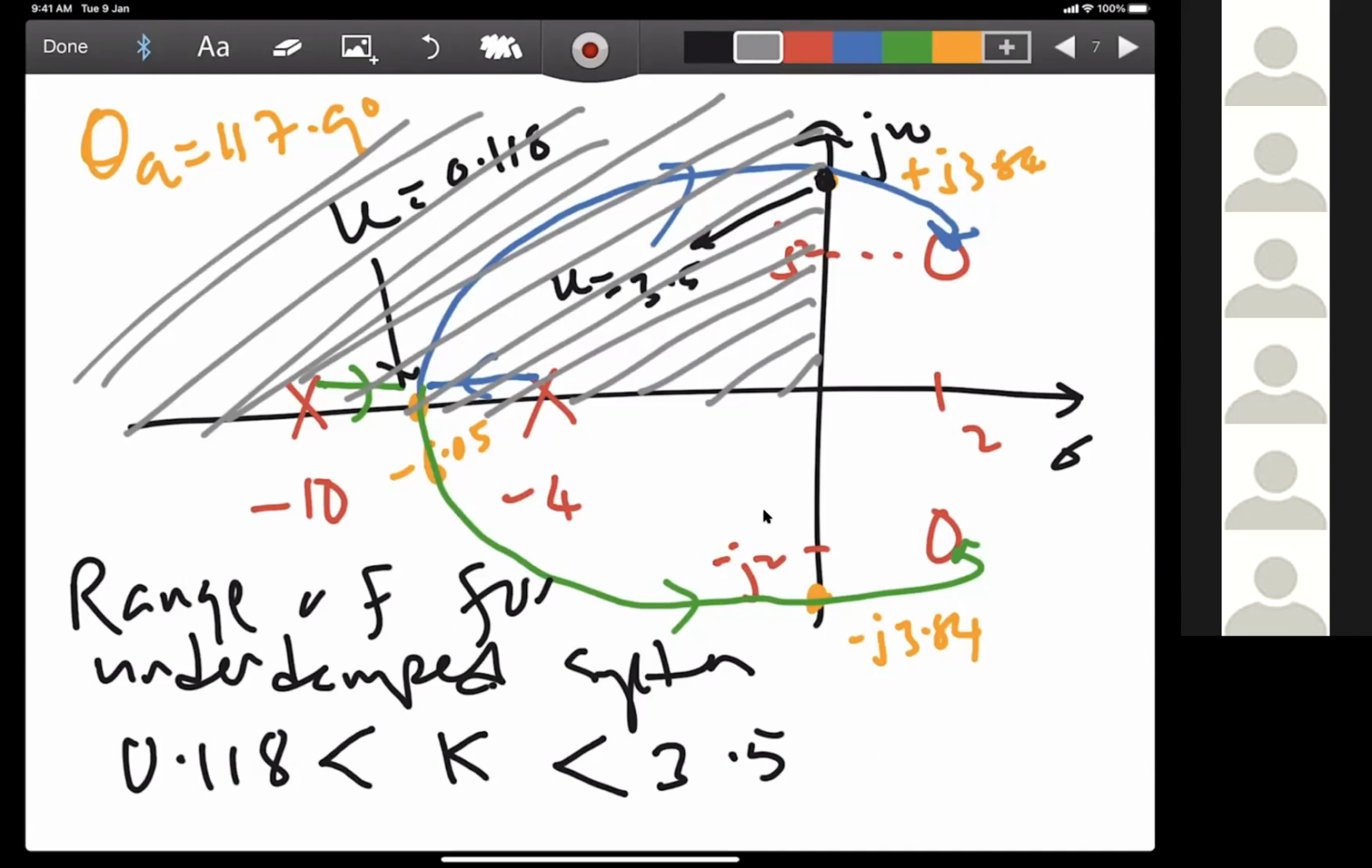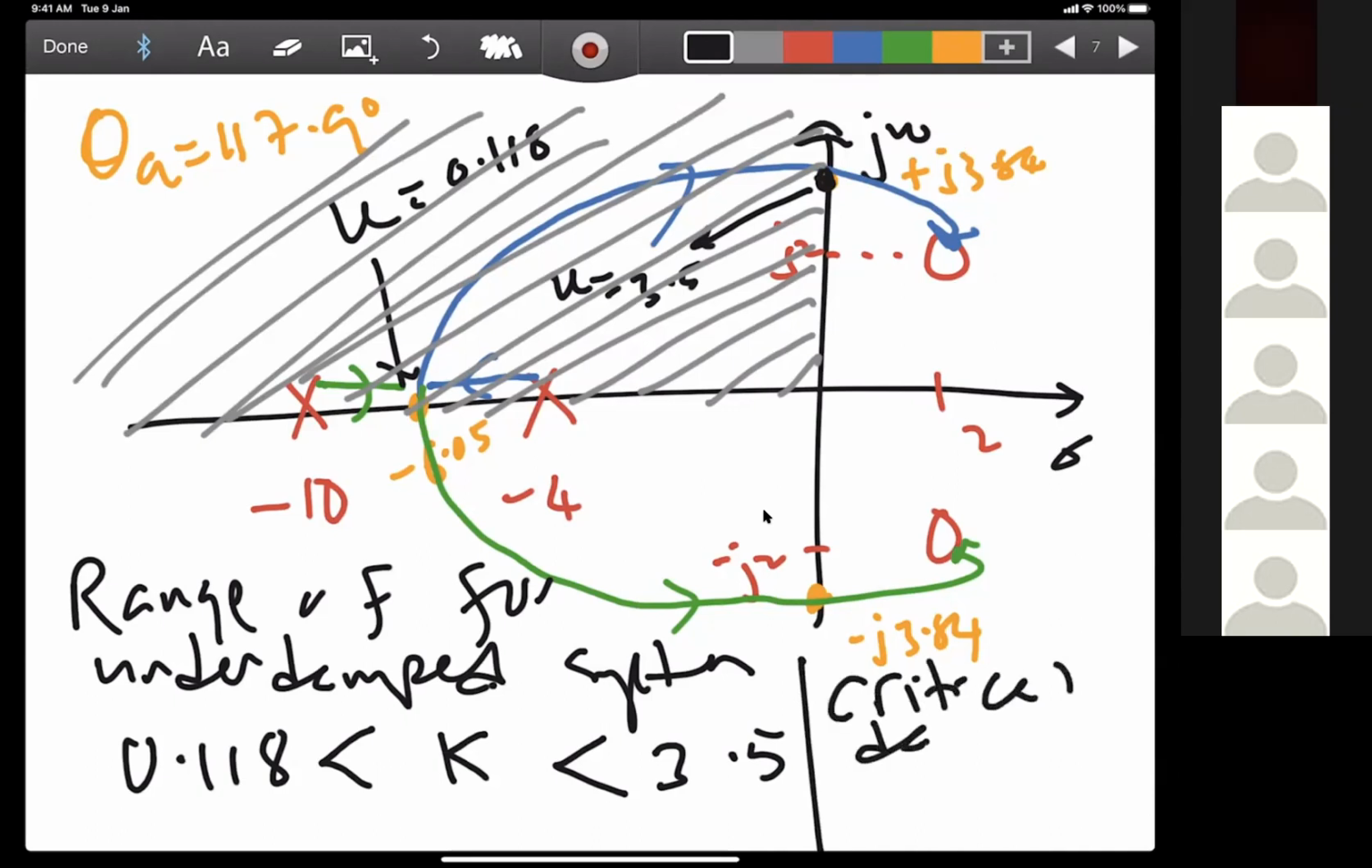So when is the critical? Critically damped is 3.5. Critically damped when K is equal to 0.118. This one, K is between 0.118 and 3.5, not equal to 0.118, not equal to 3.5. Okay. Understand?